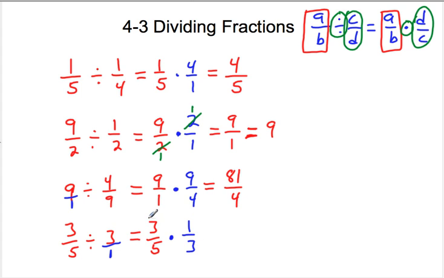Now we do any reduction if possible. In this case, it is possible. And we can multiply across the top. 1 times 1 is 1. Over 5 times 1 is 5. And that is our answer.